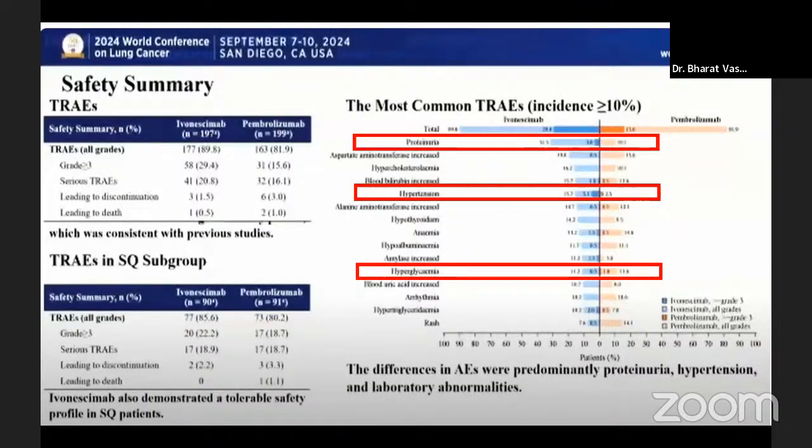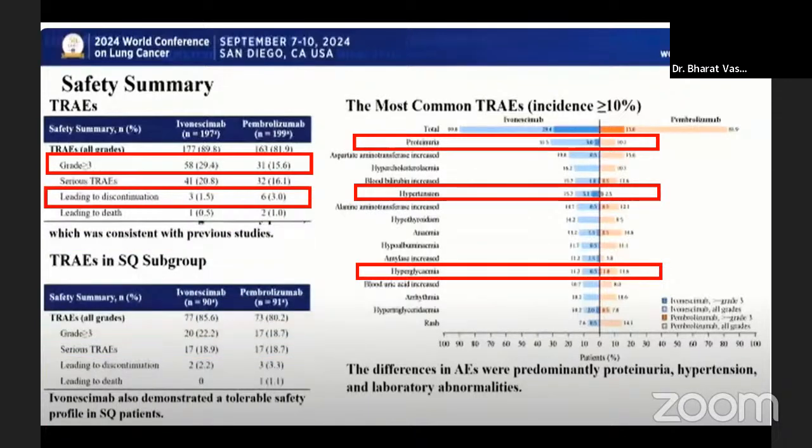What are the side effects? Side effects are more where you have an anti-VEGF effect, like proteinuria, hypertension, and laboratory abnormality. But when you talk about discontinuation or grade 3, it is manageable, with discontinuation less than 2%. So we have a drug in a phase 3 setting which is probably better than Pembro. And in future, you will see a lot of these studies and we will be eagerly awaiting this drug to come to India.